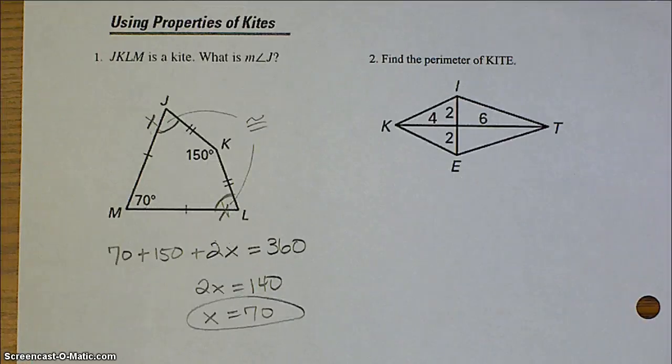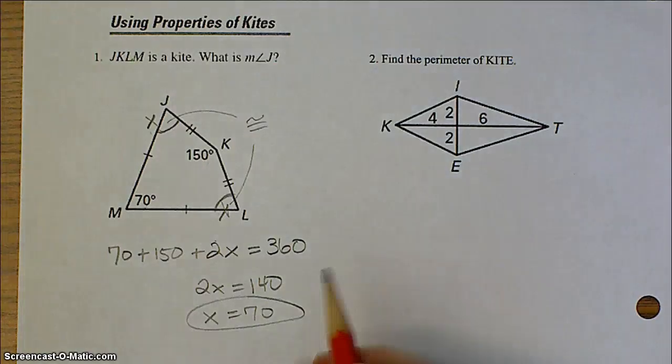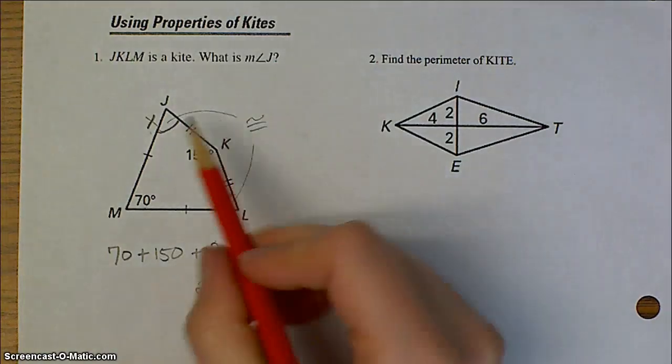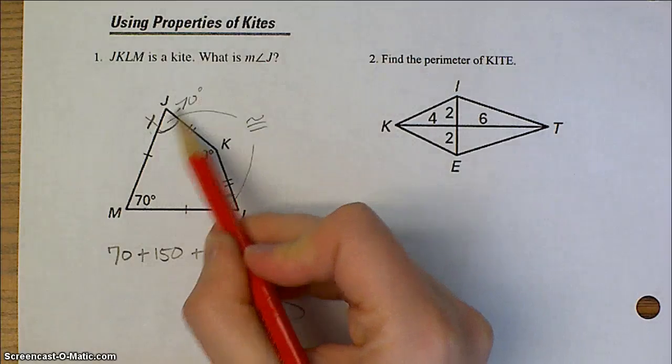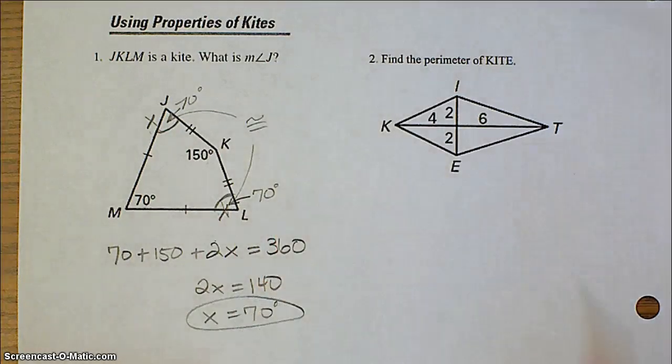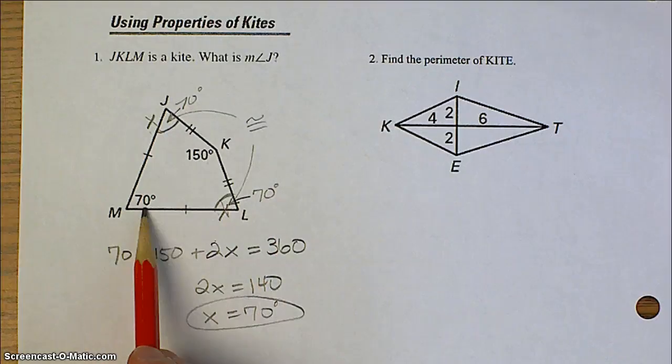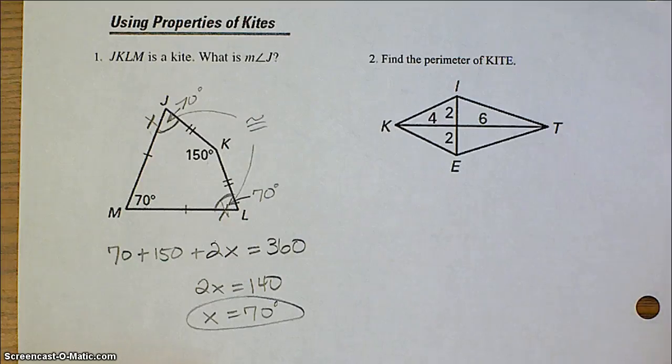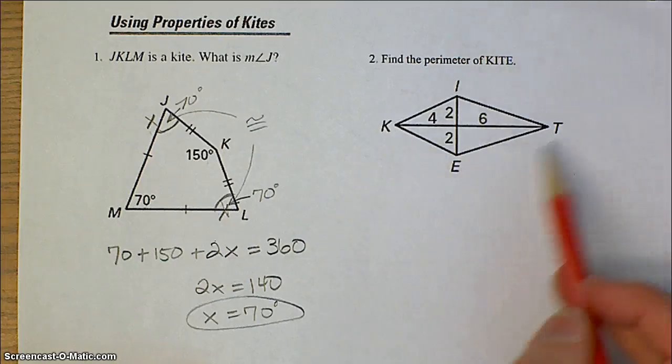Okay, if you want to just go ahead and check your answer for number 1, you should have found that x was equal to 70 degrees. So that means that angle J is 70 degrees, and also angle L is 70 degrees as well. Now, it's just a coincidence that this is also 70 degrees. It won't happen like that all the time. Example 2 says find the perimeter of this kite.